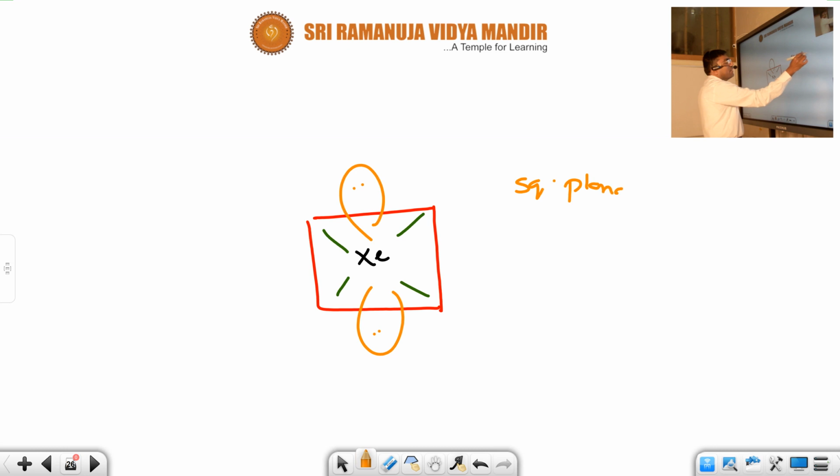In square planar, what happens? The lone pair gets cancelled, so mu is equal to 0. In this case, what happens? The bond pairs and the lone pairs get cancelled. It is 0. Mind you here.